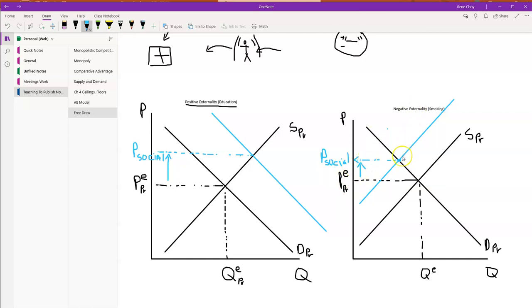So in a negative externality, this reflects the social cost, and in a positive externality, this reflects the social benefit or the extra social benefit. Okay? So that's another way of visualizing positive and negative externalities.